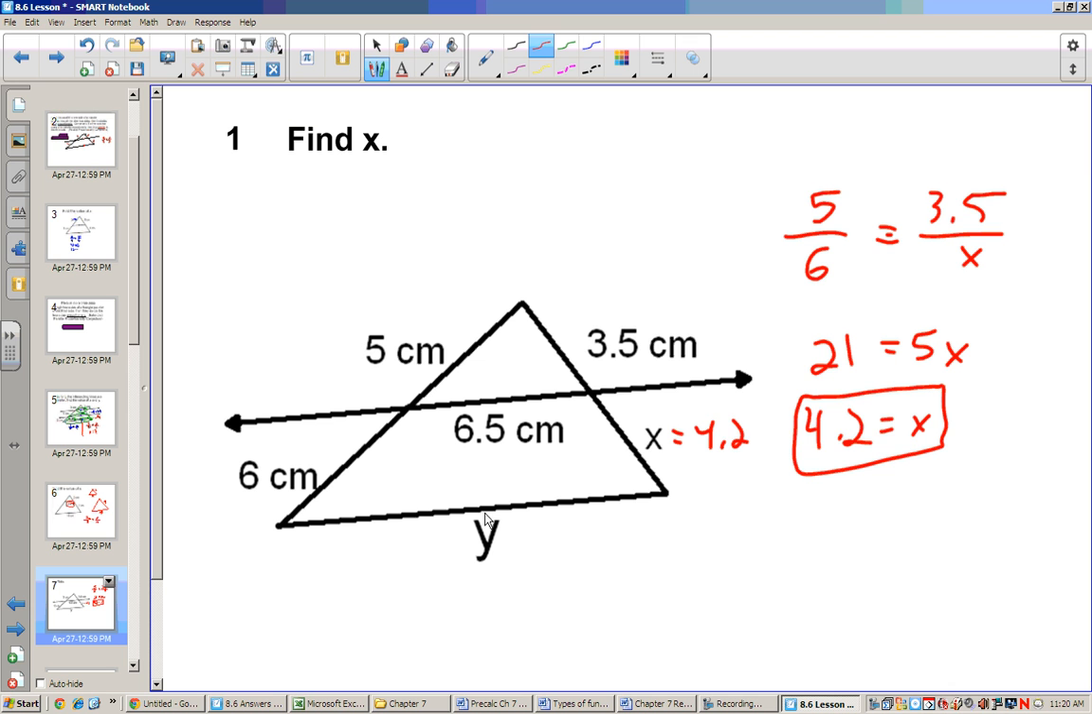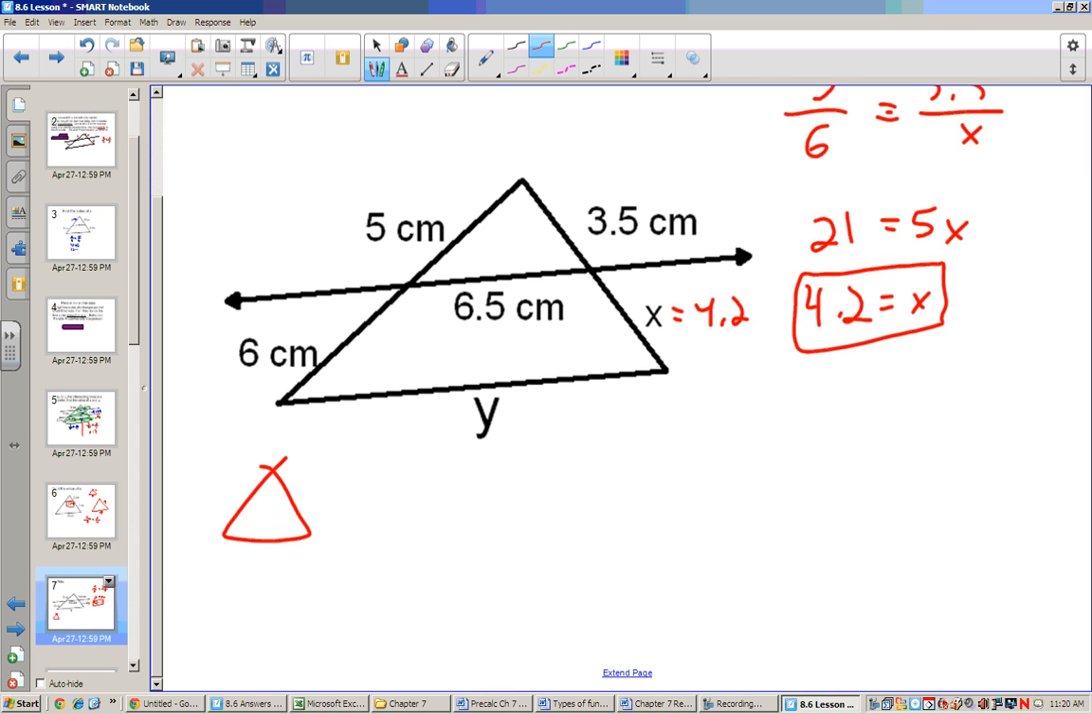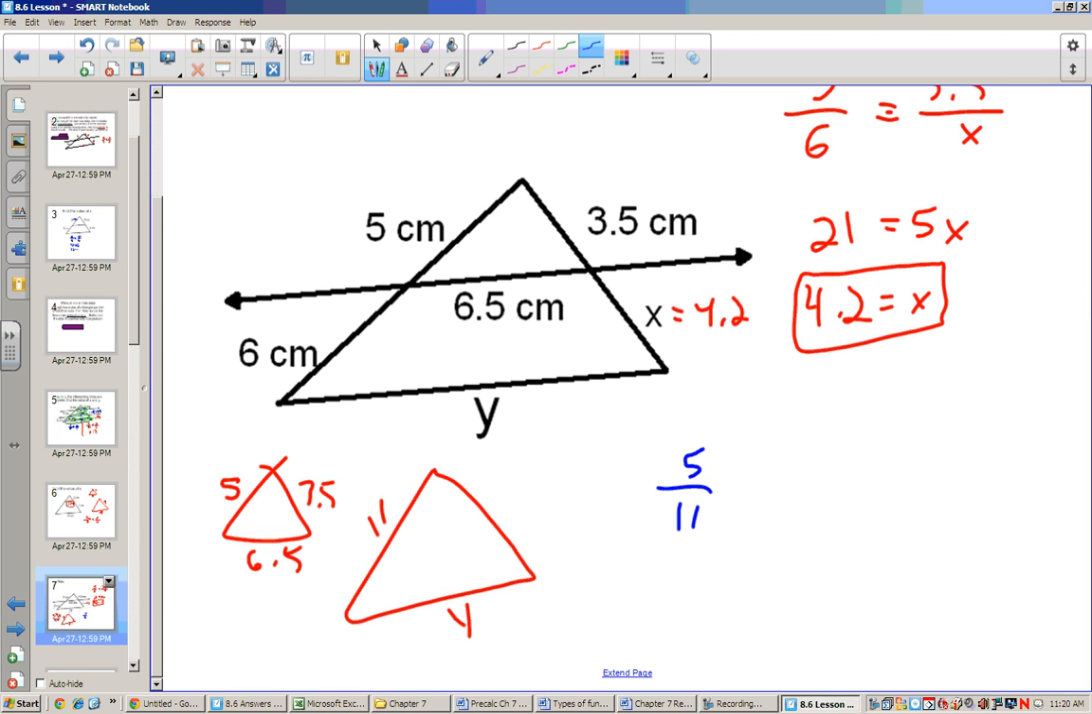Now if I'm looking for the value of y, this is not cut proportionally, so I need to do small triangle, big triangle. The small triangle is 5, 6.5, and 3.5, where the big triangle is going to be this whole side, which is 11, and y. So the proportion I can set up is 5 over 11 is going to equal 6.5 over y. Now when I cross multiply and divide by 5, y is going to equal 14.3.